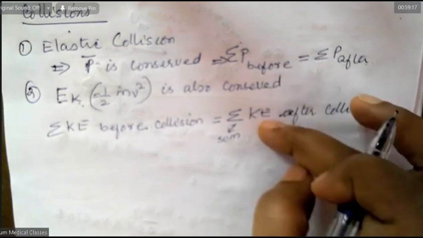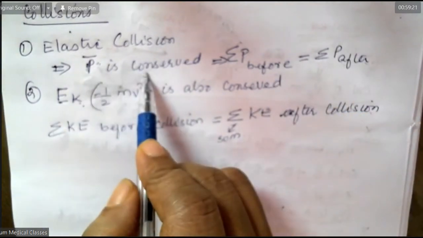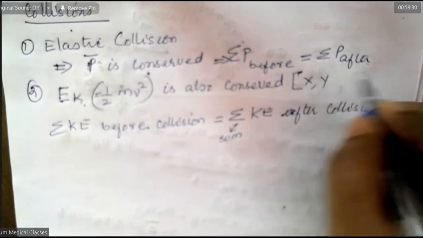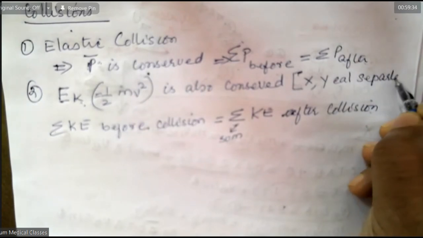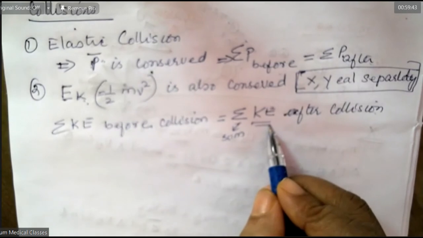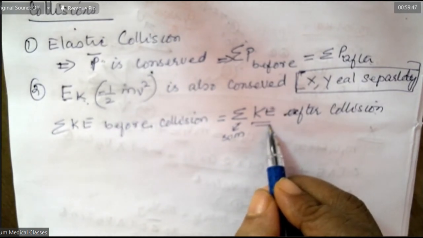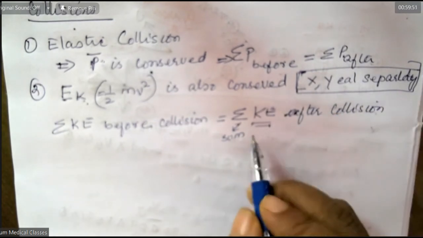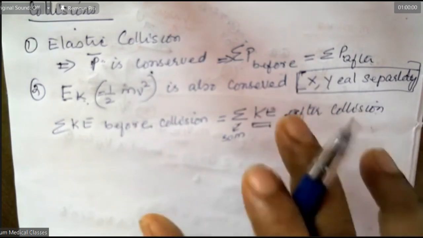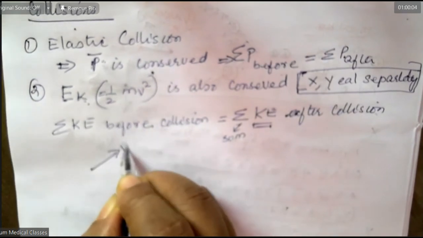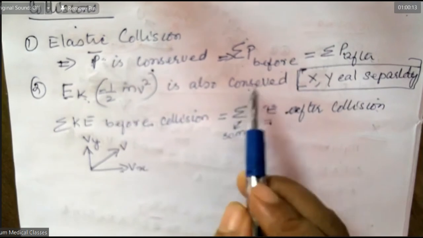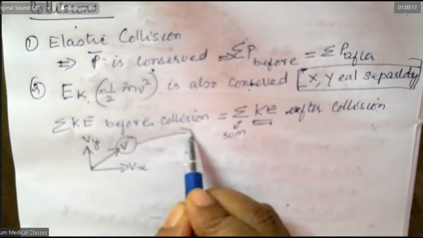Now there is an important thing that you have to remember. Momentum is a vector quantity, so you have to take X and Y calculations separately. Is kinetic energy a vector? No, it's a scalar. For kinetic energy, should you take the X and Y components? No, you have to take the full value. For example, if this is V, and this is Vx, and this is Vy, then Vx and Vy should be taken for momentum and V should be taken for kinetic energy.